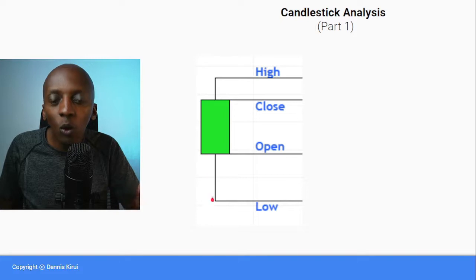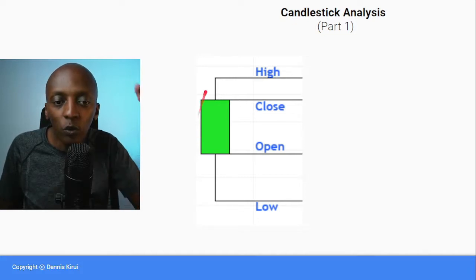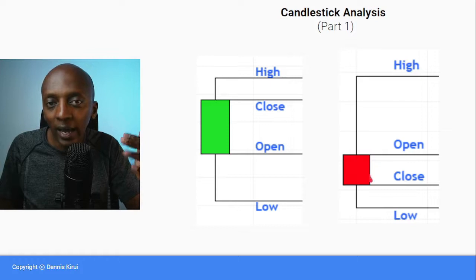The high and the low will always remain at the same position regardless of the color of the candle, whether it is a candle that is moving up, opened lower and closed higher, or a candle that opened higher and closed lower. They'll always remain the same.